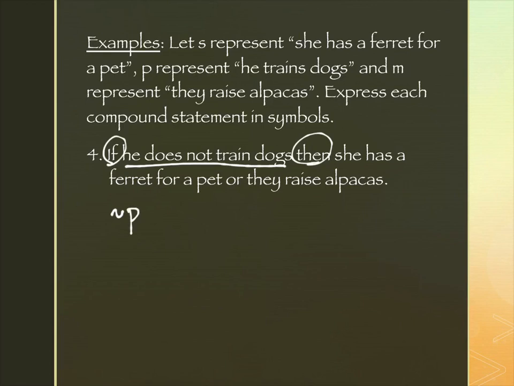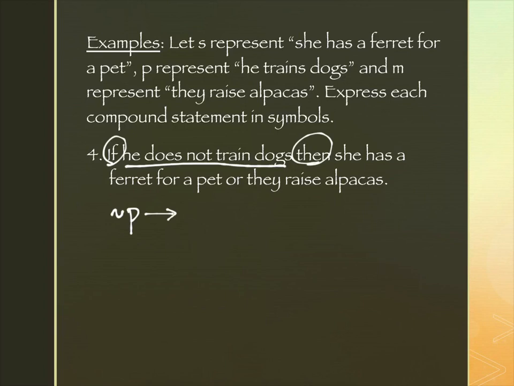P. Right. So I've got the tilde for the not part because this is a negation statement. And P. Okay, so I have written the tilde P. What comes next? An arrow because it has the word then following it, right? Okay, it says then she has a ferret for a pet, or they raise alpacas.